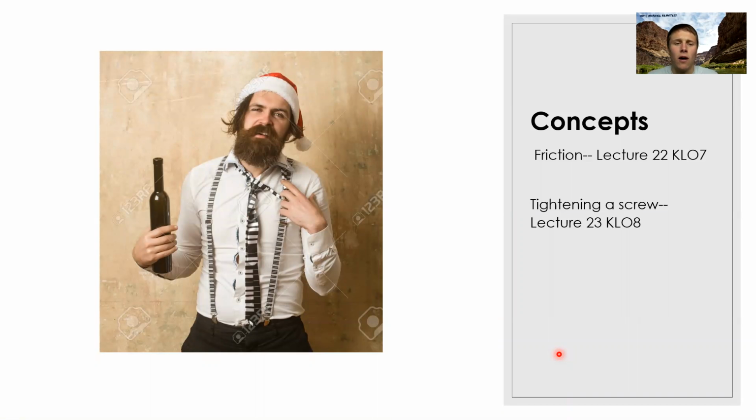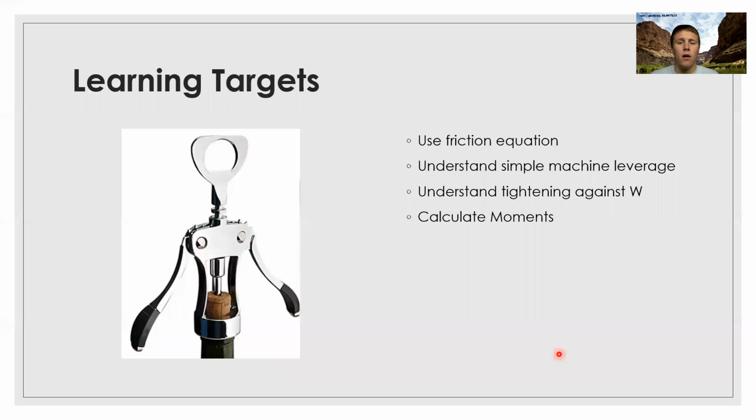Okay, today on this wine problem, we're going to be working with two concepts: friction in lecture 22 and tightening a screw in lecture 23. The learning targets used today are using friction, understanding simple machines, understanding tightening a screw, and calculating moments. This machine is a wine bottle opener, used to open wine bottles by pulling out the cork.